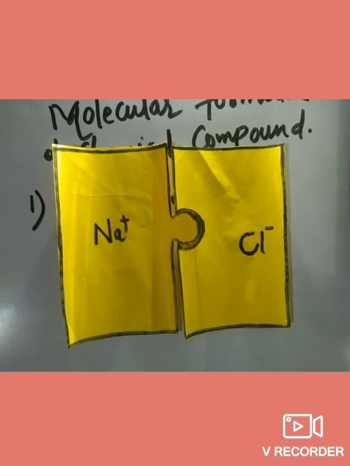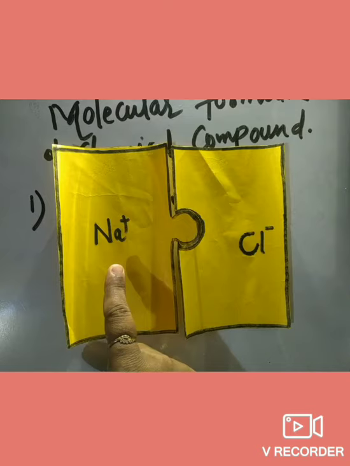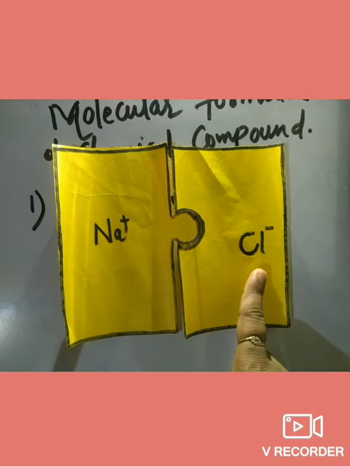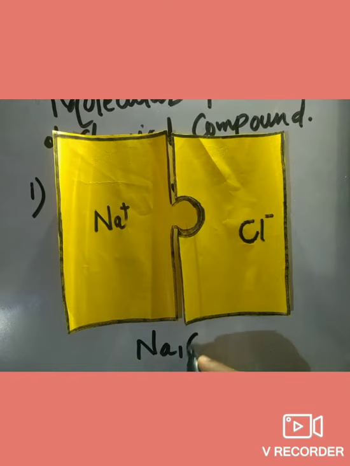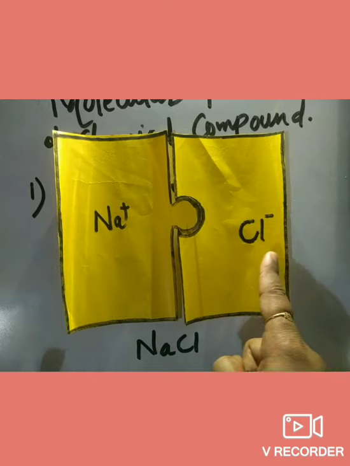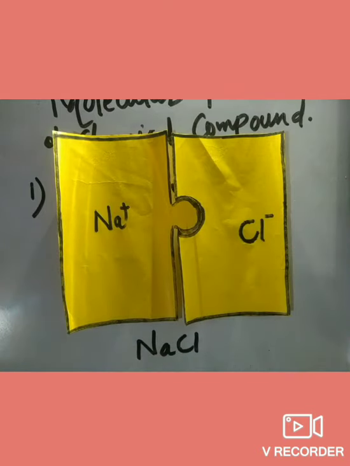Now how will you write the formula for this? How many sodium have you used here? 1. How many chlorine have you used here? 1. So 1 sodium is combining with 1 chlorine. If you don't write this one, it's okay, as it is understood that 1 sodium is combining with 1 chlorine. So the formula for sodium chloride would be NaCl. So simple it is. 1 sodium is combining with 1 chlorine and a complete compound is forming. So the formula is NaCl.